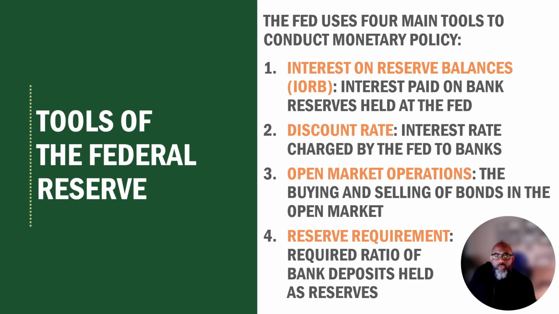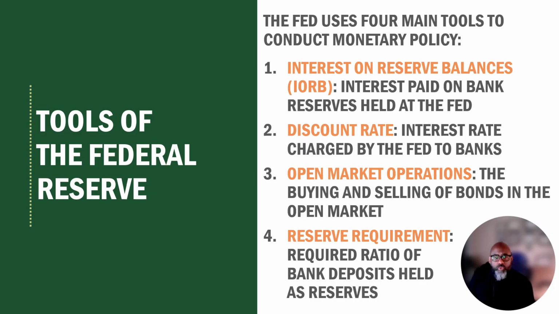The Federal Reserve uses several tools to carry out monetary policy. One is the interest on reserve balances, or IORB, which is what the Fed pays to banks on the reserves that they hold. This helps to influence how much banks are willing to lend to each other. Another is the discount rate, which is the interest rate that the Fed charges to banks when they borrow directly from it. Then there are the open market operations, in which the Federal Reserve buys or sells government securities to influence liquidity in the financial system.